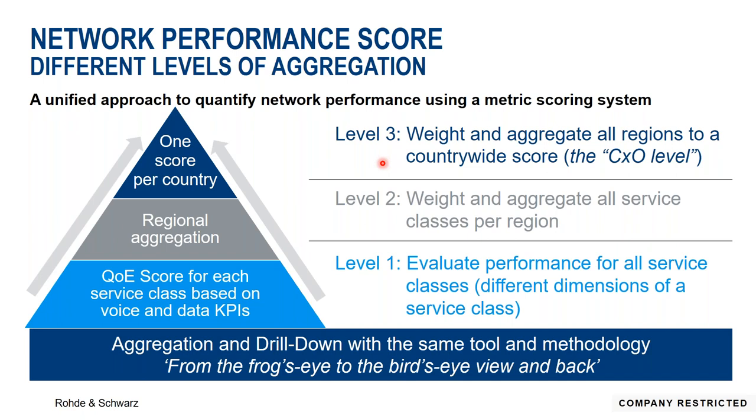In this network performance score, you can see the triangle ranging from level one, which evaluates the performance for all service classes. We have different services, for example data, which we split into live streaming, website browsing and so on. When we aggregate these data classes together and combine them with different phone call classes, we can put different rates to them and aggregate them in different regions. These regions can be user defined, meaning you can define different cities, roads or rural areas, with different weightages for the scores, and then combine everything into one single score for the whole country. This is the gist of the network performance score.